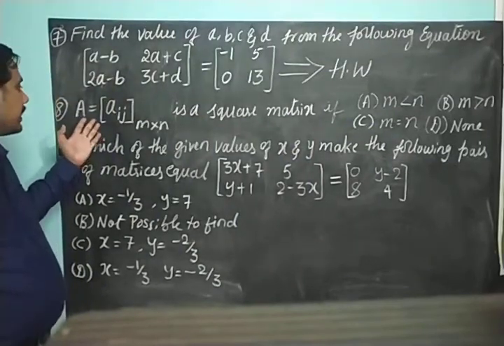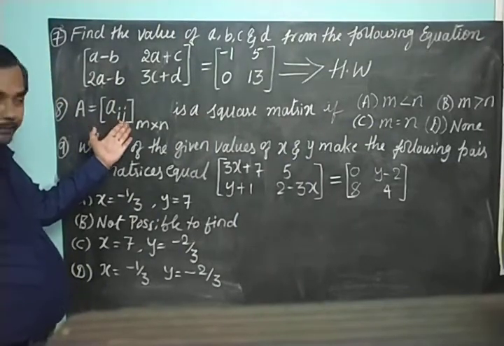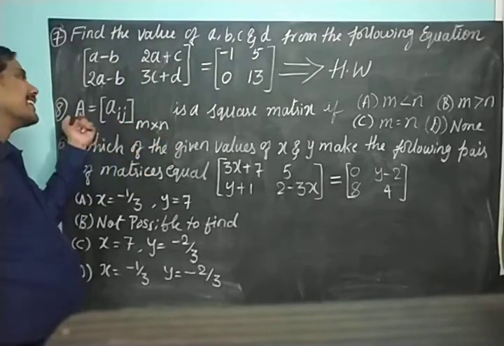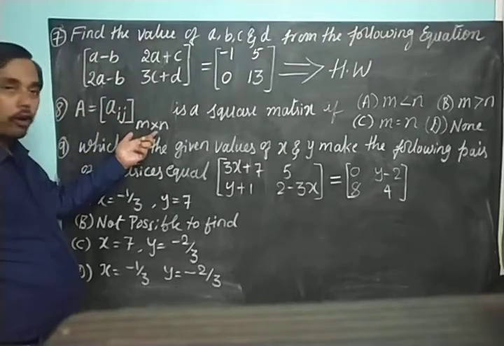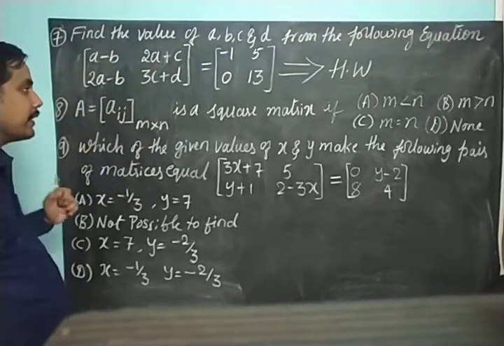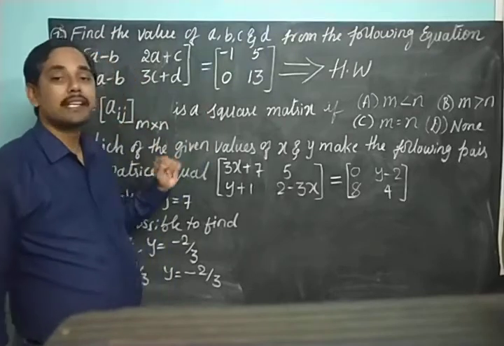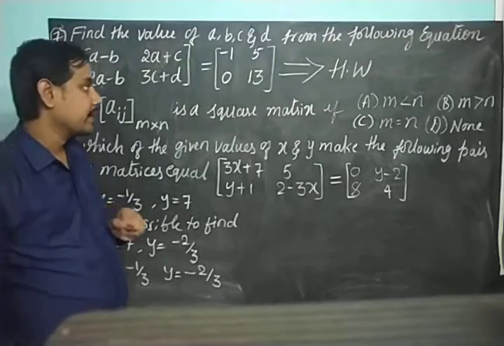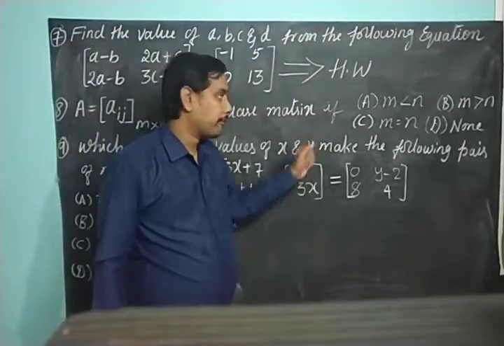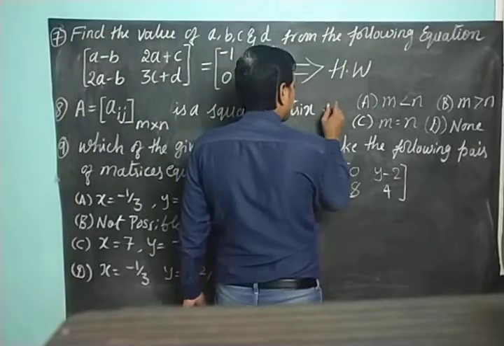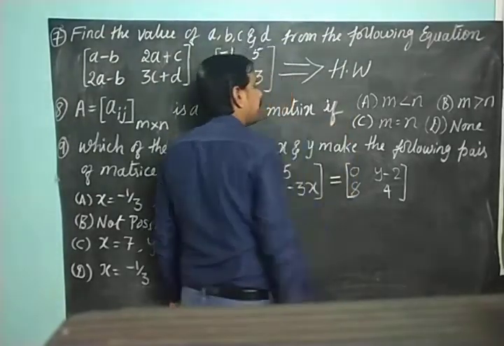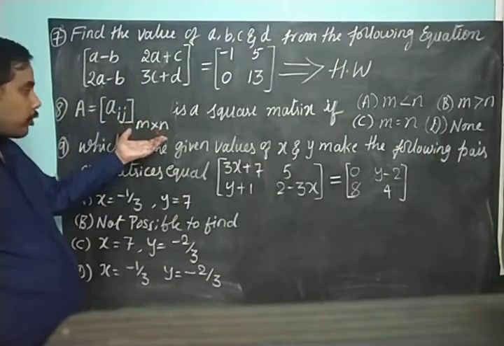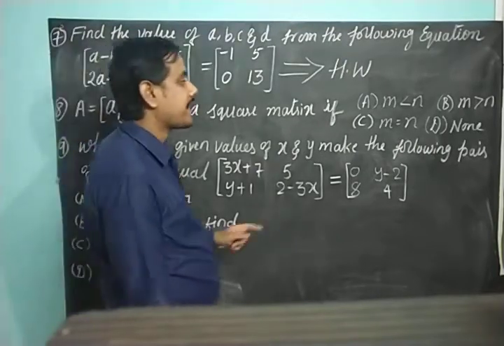What have they given? A equals Aij of order M cross N. What is this? The order of this particular matrix. A is any matrix of order M cross N. And they also mention that it is a square matrix, provided or if A equals Aij of an order M cross N is a square matrix.